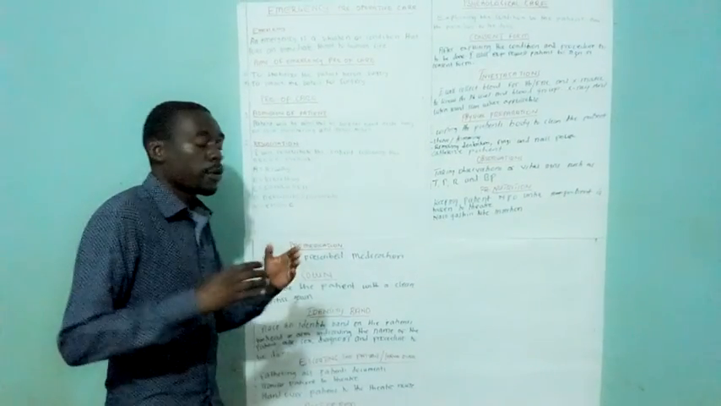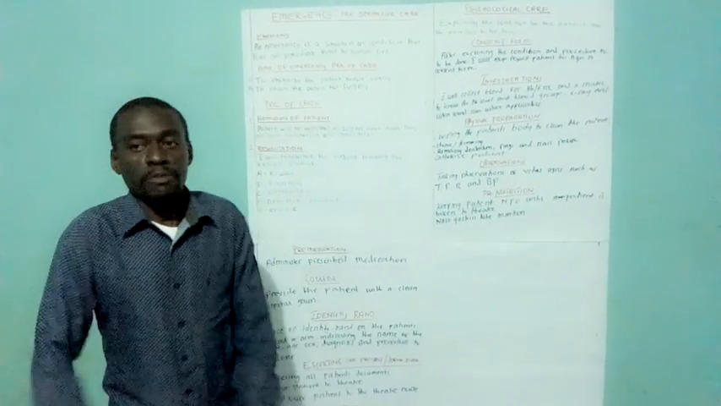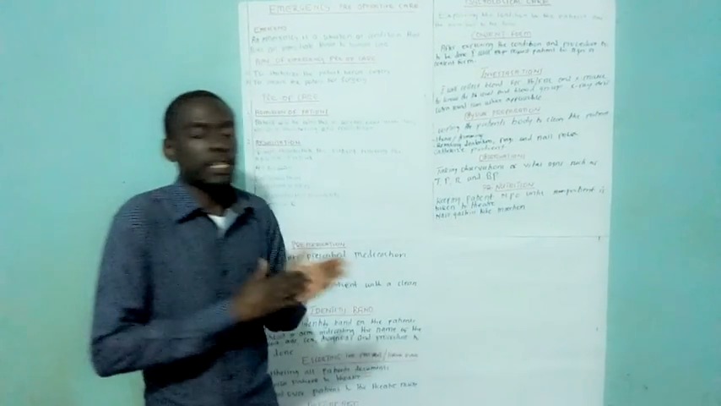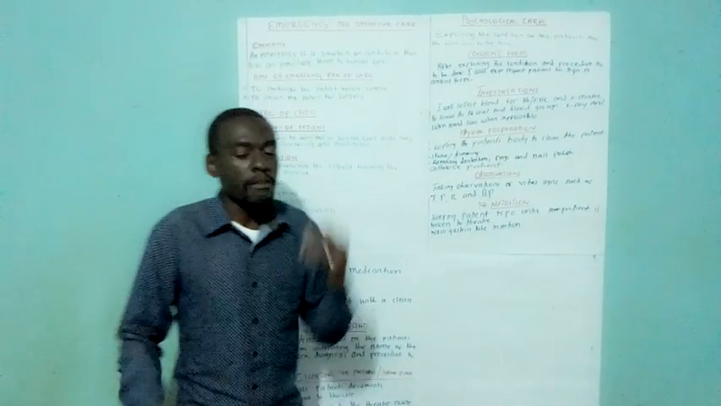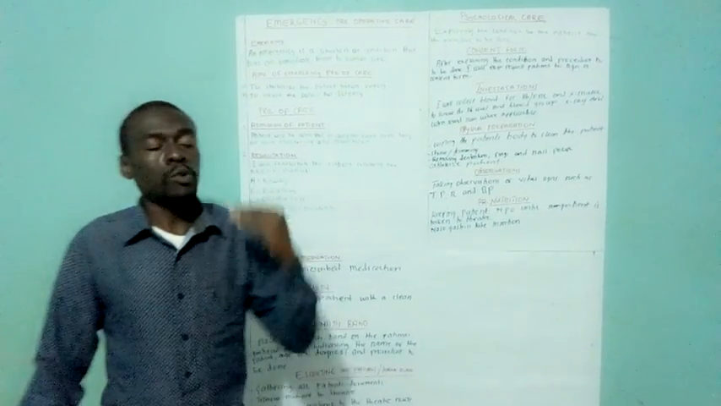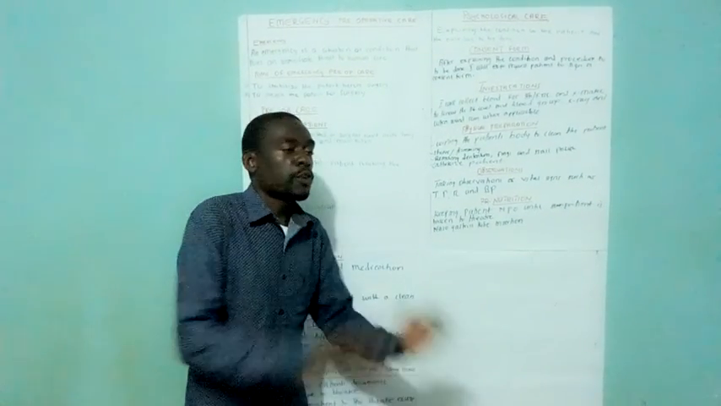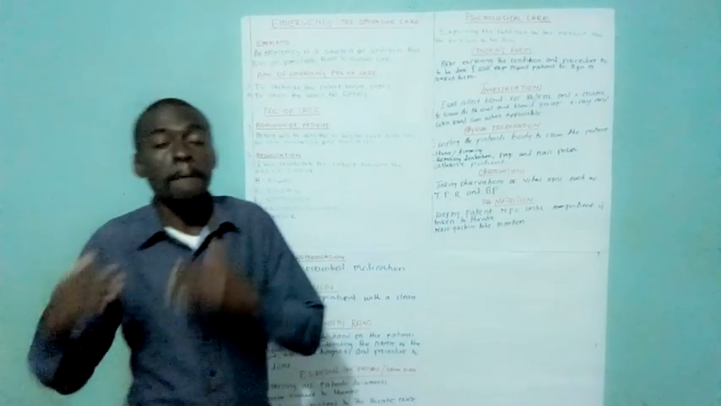Airway: we need to confirm that the patient's airway is open. If the patient's airway is blocked, maybe there's a foreign body, we remove the foreign body, but remember not to push the foreign body further. If there are secretions, we suction the secretions in order to open the airway. You can also open the airway by doing a head tilt or chin lift maneuver.